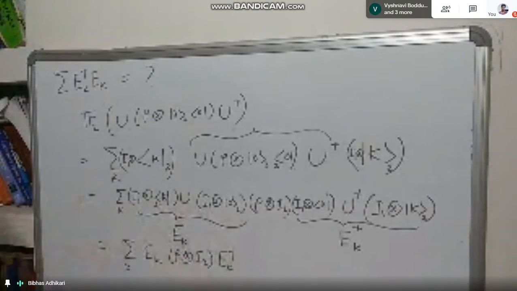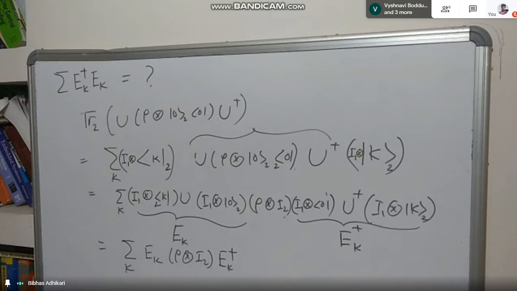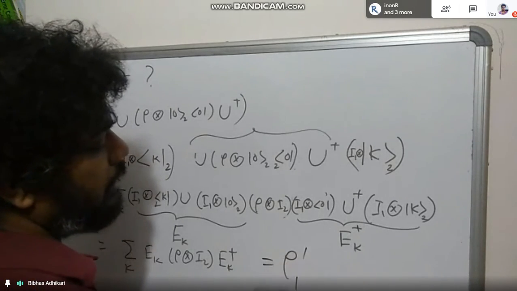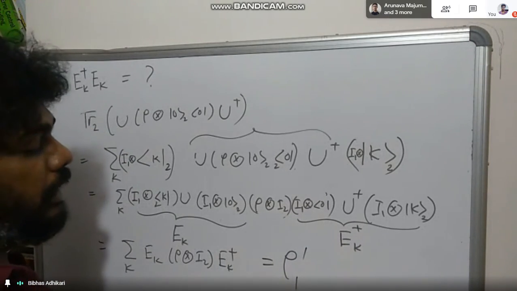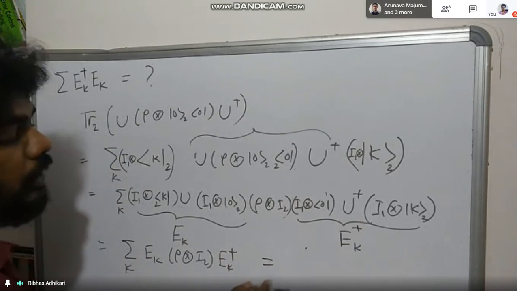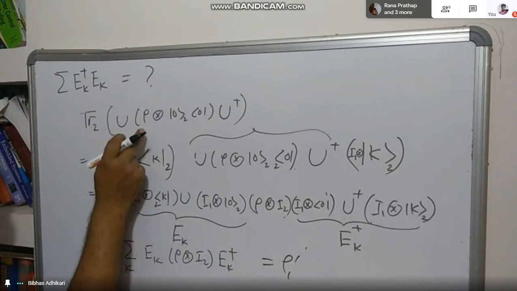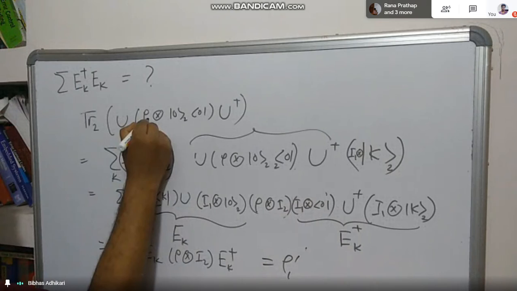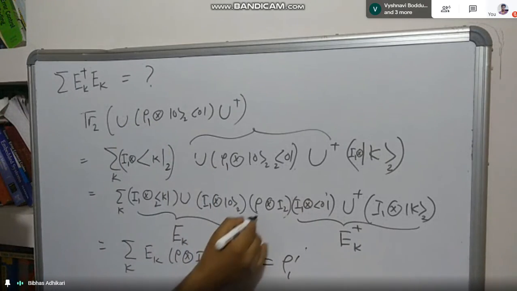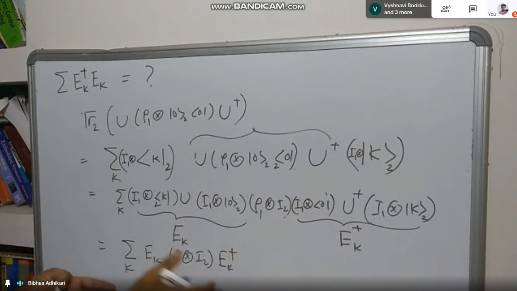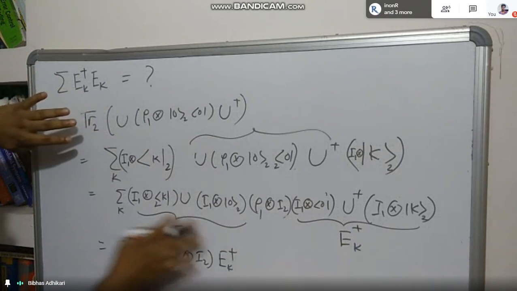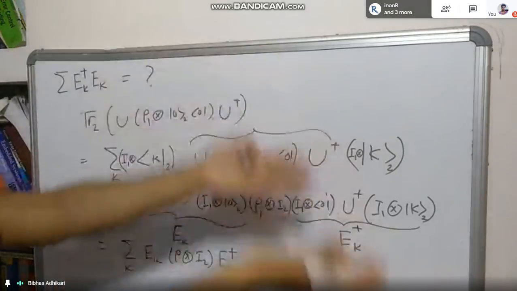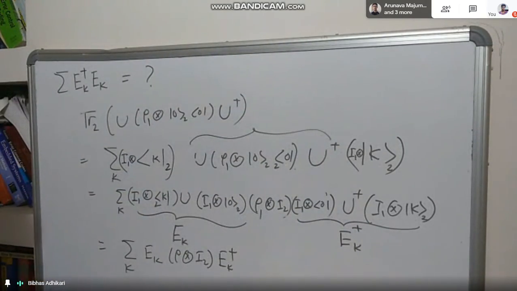So what is this matrix? This matrix is actually my rho 1 dash. That means this is my reduced density matrix. I'm not writing it as rho 1 dash because rho 1 I had written here. This was rho 1. So this is the evolution, because this is now the reduced density matrix of the evolved state, the evolved density matrix.